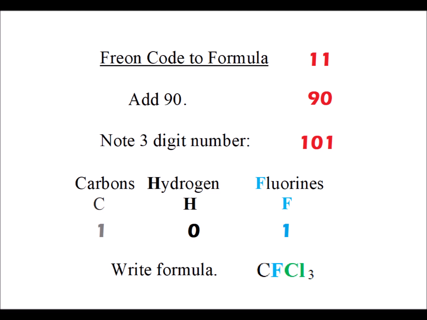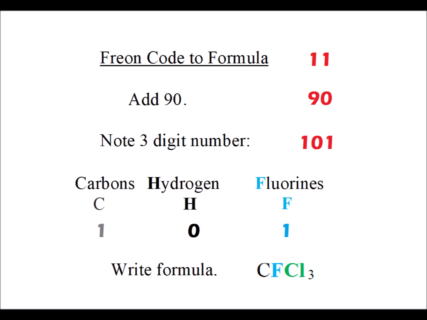Our first example is Freon 11. So we add the number 90 to it and we get the number 101. Now we interpret this three-digit number as the first number being the number of carbons, the second number being the number of hydrogen atoms, and the third number being the number of fluorine atoms.